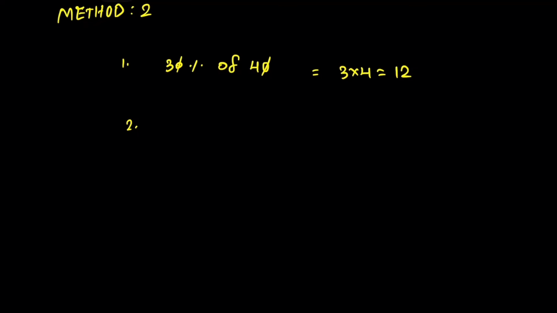Number 2. 20 percentage of 18. Oh, there is no 0 in this position. So it's easy. Just cancel this 0 and make a point here. That means 2 times 1.8 is equal to 3.6.